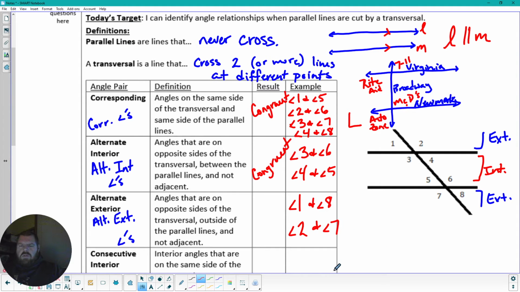Are also alternate exterior angles. These two, they match everything else. They are also congruent. Okay, angle 1 is the same measure as angle 8, and angle 2 is the same measure as angle 7.